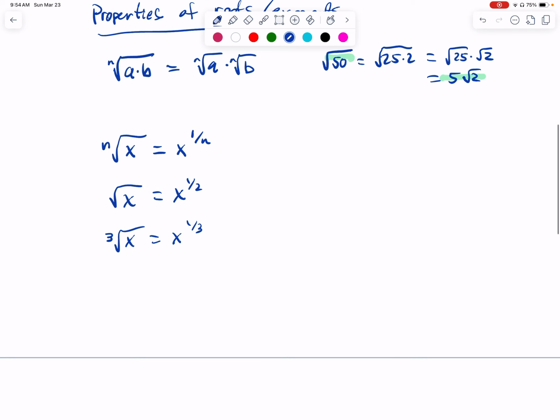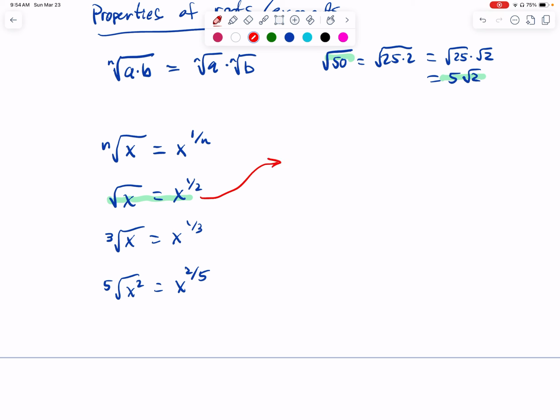Here, let me combine it. Let's say that I have the fifth root of x squared. This is equal to x to the 2/5 power. Whatever this root index is, it becomes the denominator of the fraction. And now this is not just some arbitrary rule. Let me demonstrate to you that this actually works.